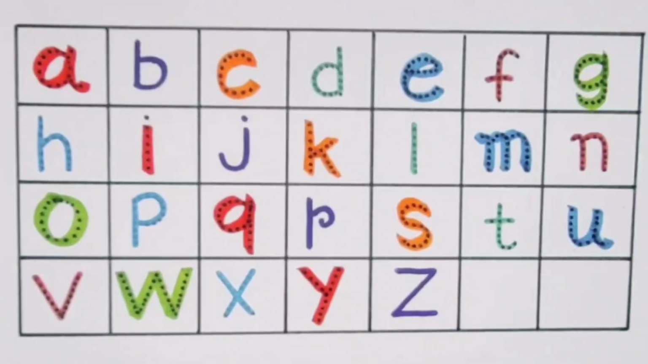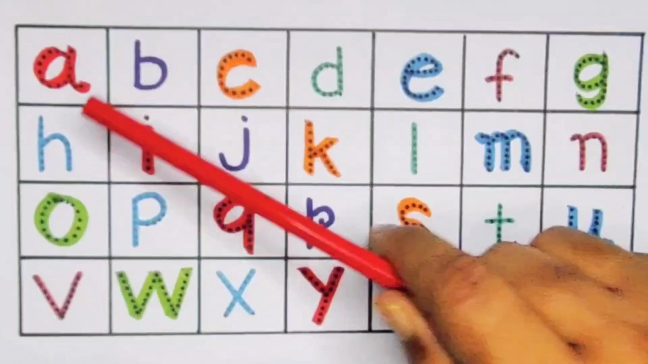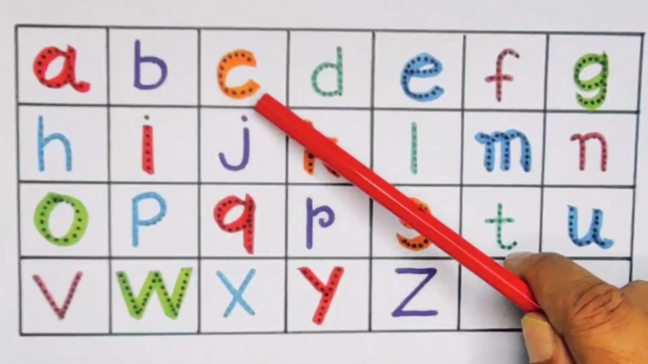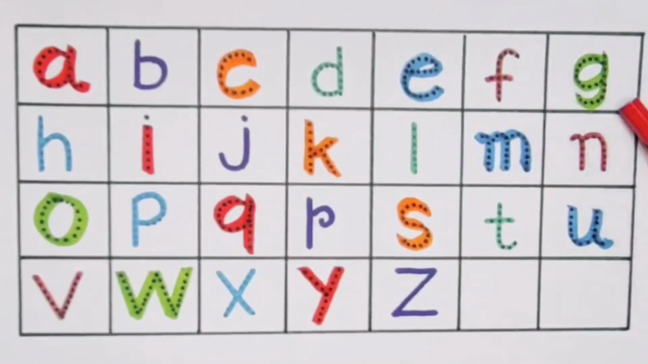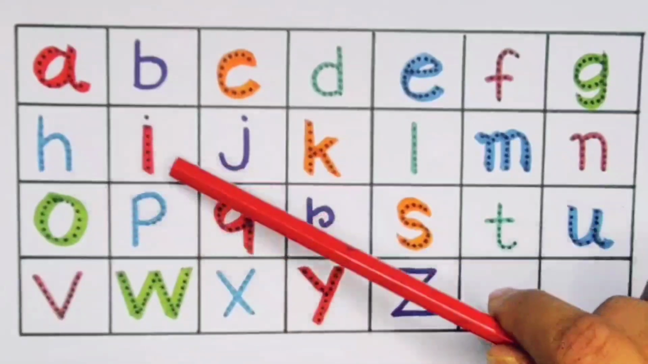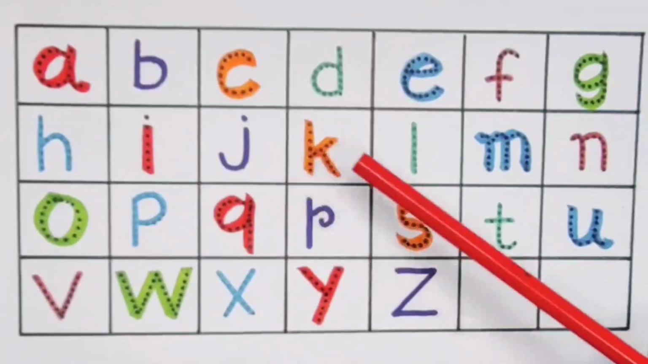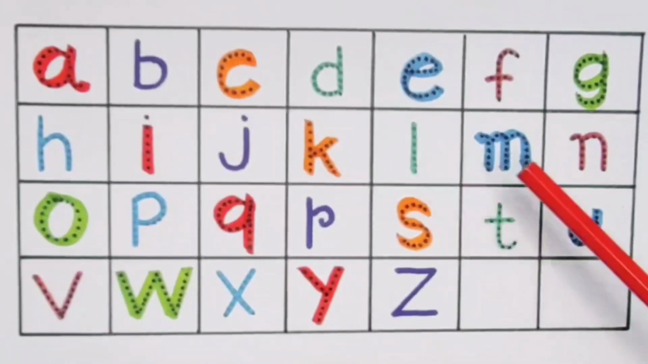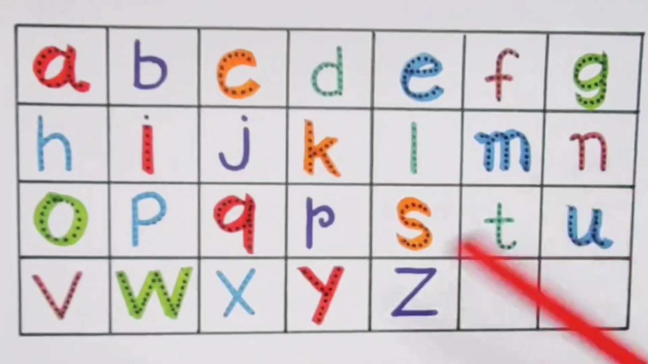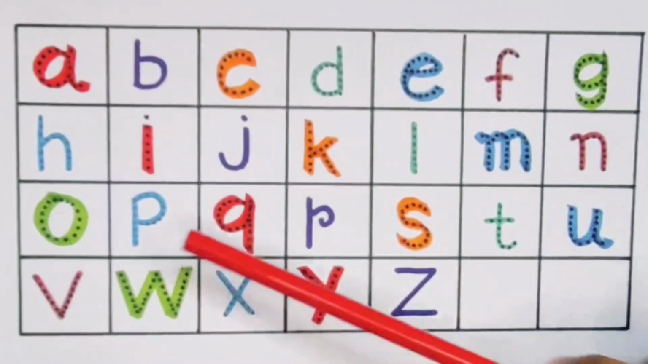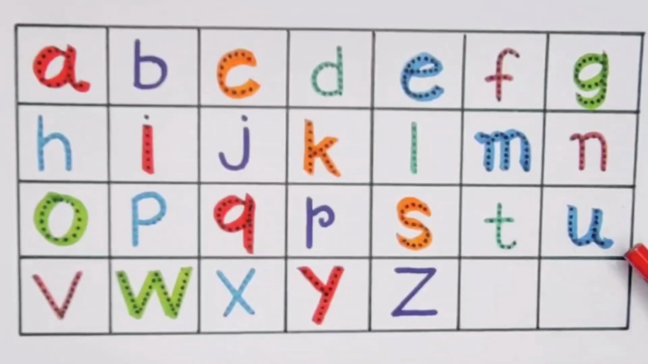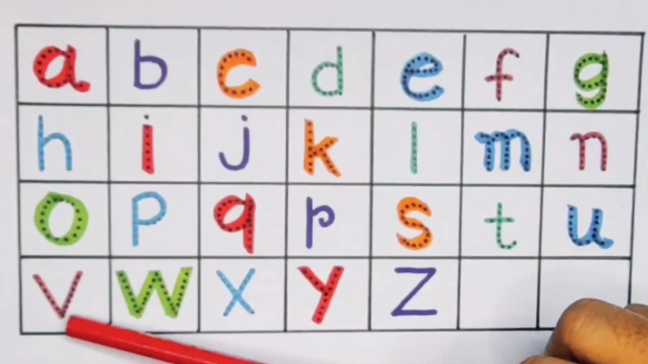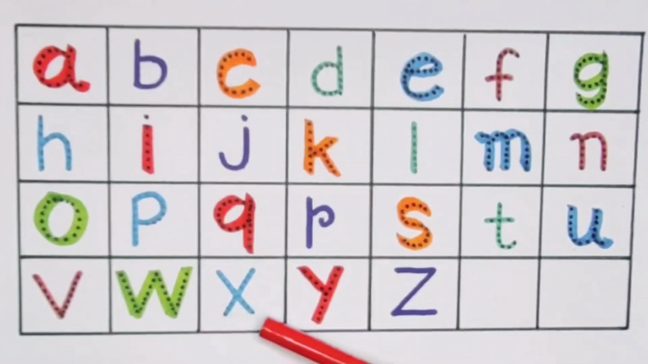What did we learn? We learn A for ant, B for bear, C for caterpillar, D for deer, E for eye, F for fan, G for grapes, H for horse, I for ink, J for jellyfish, K for kite, L for light, M for monkey, N for nose, O for orange, P for parrot, Q for queen, R for rat, S for star, T for tiger, U for uniform, V for vegetable, W for watch, X for xylophone, Y for yo-yo, and Z for zoo.